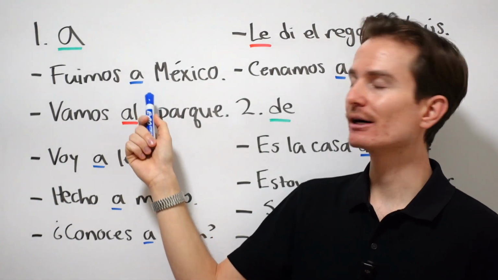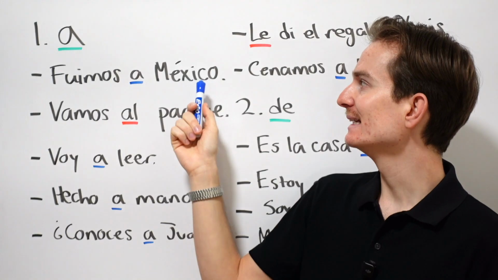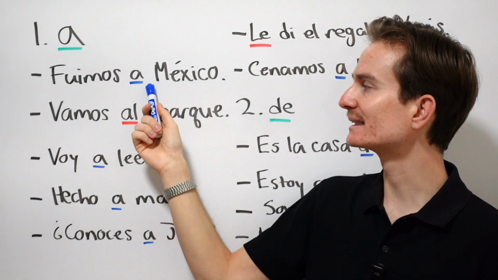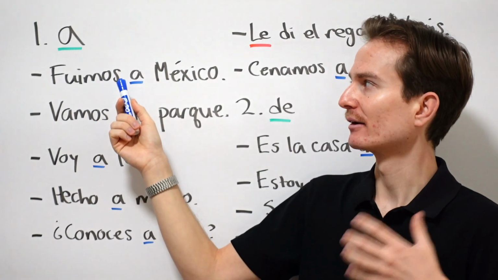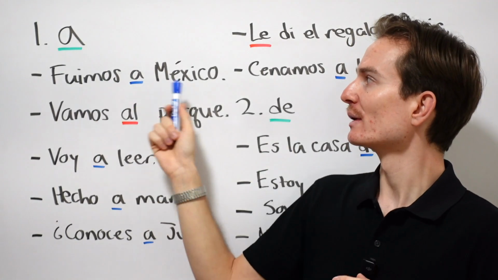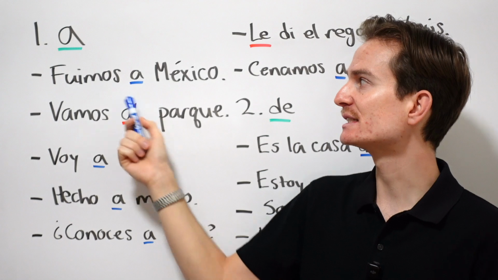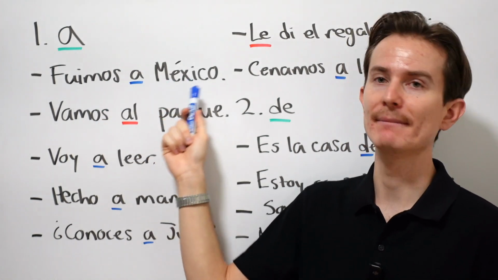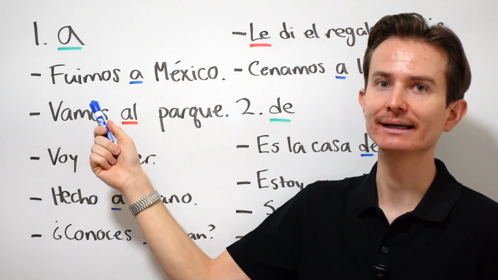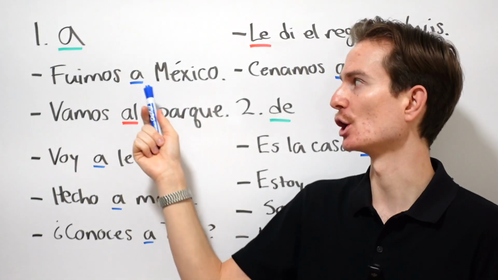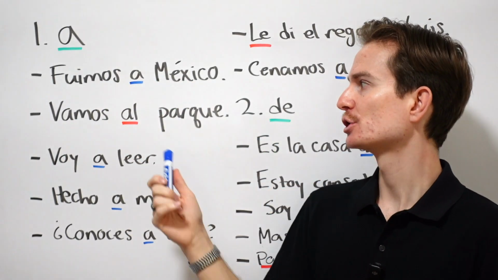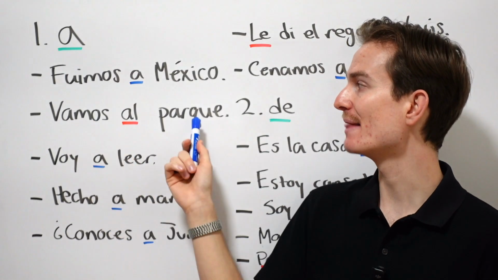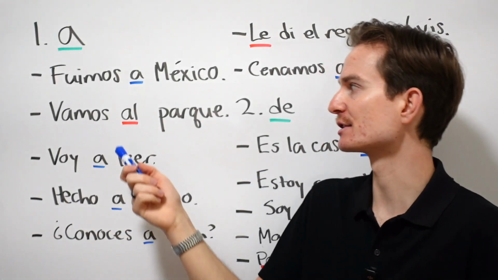The idea here is that with a, the noun that is receiving the verb gets the action of the verb. Okay, I think I botched that a little bit. So here, this noun, Mexico, is receiving the action of this verb, fuimos. Okay, so fuimos a Mexico. Our action of going is getting received by Mexico, and a connects the two. So just like in the example of vamos al parque, same thing. Here's our verb, and the park is receiving that action of us going.